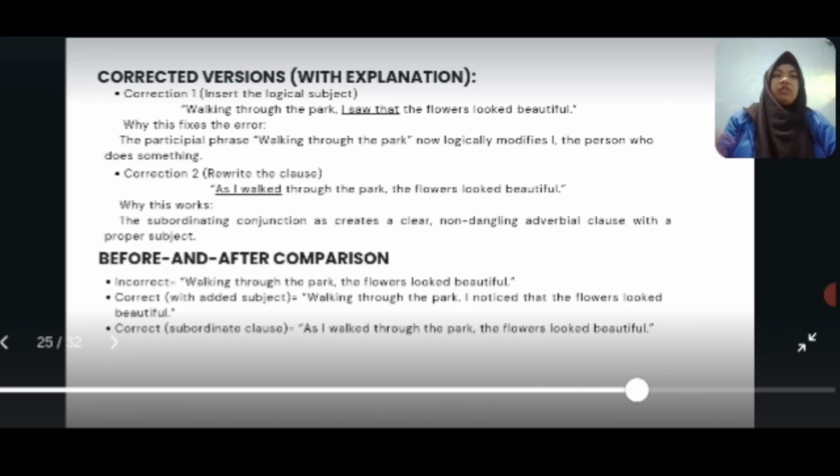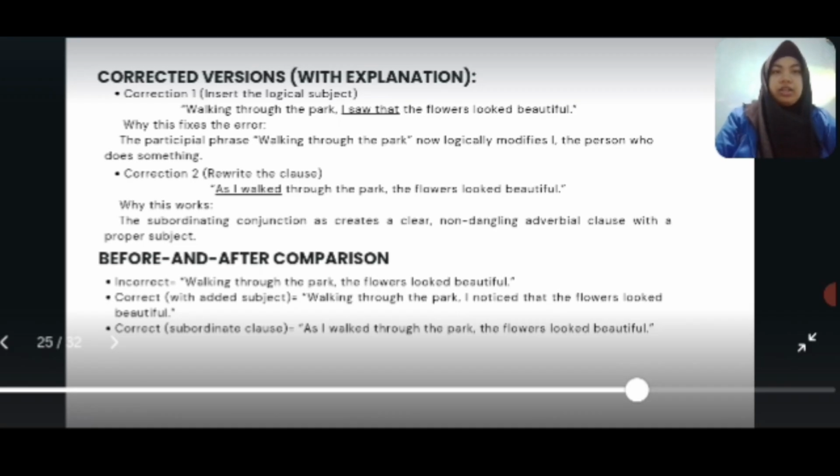And then there's the corrected version with explanation. Correction number 1, inserting the logical subject. Walking through the park, I saw that the flowers looked beautiful. Why this fixes the error? The participle phrase "walking through the park" now logically modifies "I," the person who does something.